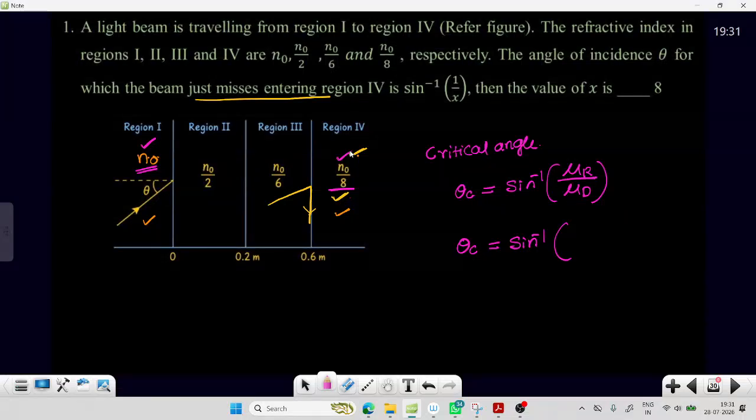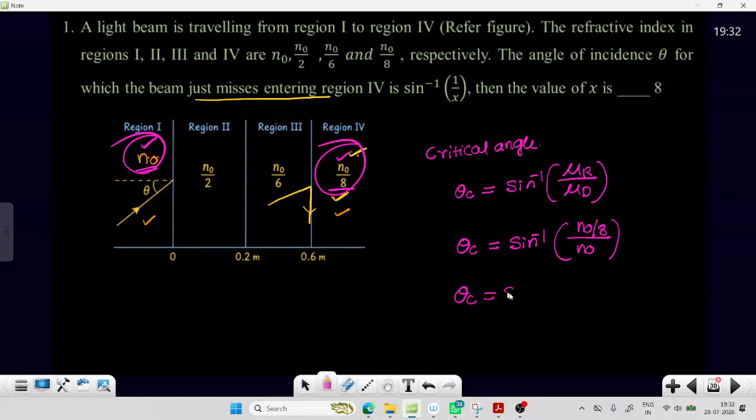Which is the smaller value in these two? N naught by 8 is the smaller value, since that is the numerator. So that means theta c will be sine inverse of 1 by 8.